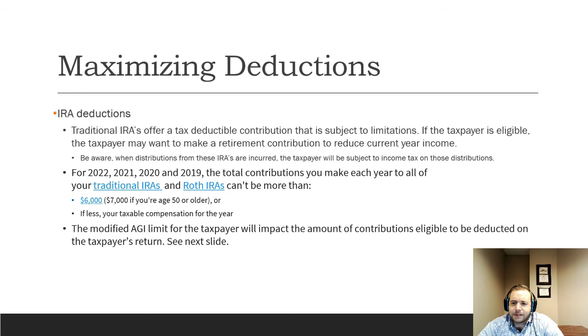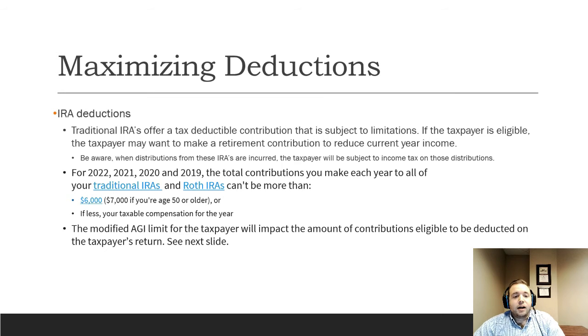Also, one thing that I think has gone by the wayside because Roth IRAs are so popular: traditional IRAs offer a tax deductible contribution. So they get paid and they have all this income and they want to throw it into their retirement account. If the taxpayer is eligible, the taxpayer may want to make a retirement contribution to reduce current year income. Be aware when the distributions from these IRAs are incurred, the taxpayer will be subject to income tax on those distributions. So make sure they're withholding on those. A lot of times I see IRA distributions with zero withholding, and that always makes me eye roll because they knew that they were going to owe tax on it, so I don't understand why.